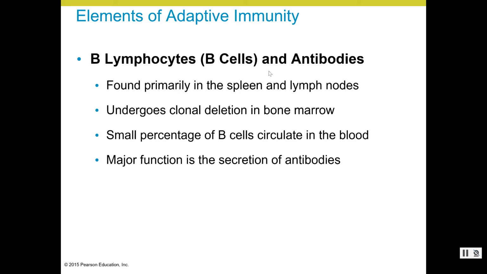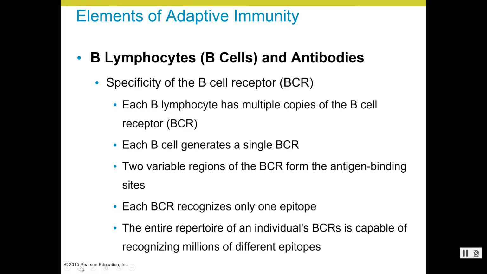Okay, so B cells are going to be the ones that produce the antibodies. We'll get to that in a minute. They are made in the red bone marrow. They undergo clonal deletion in the bone marrow. And then once they do that, they typically migrate into the spleen and the lymph nodes. Some of them may be in the red blood cells. And their major function is going to be secreting antibodies. So that's some information about B cells.